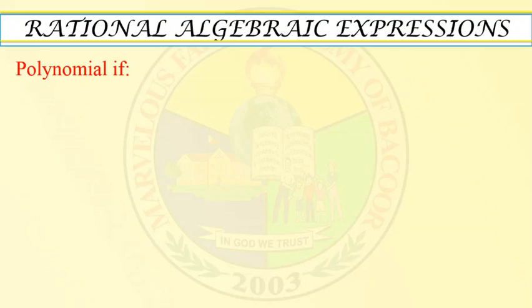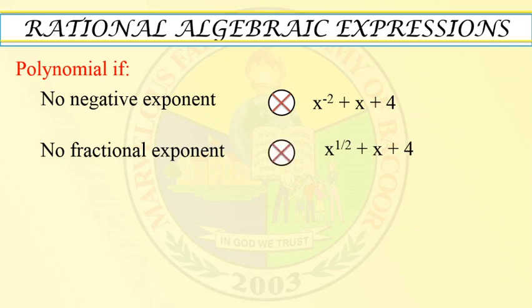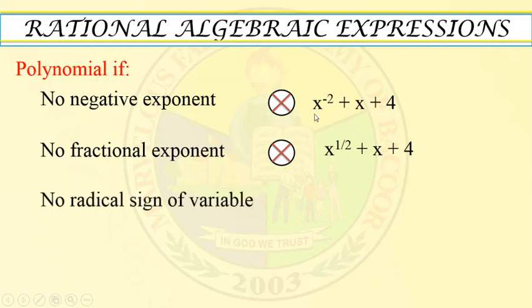Okay? So when we say polynomials, we can only say that it is a polynomial and a rational algebraic expression if and only if there is no negative exponent. Nasasabi lang natin siya na polynomial kapag wala siyang negative exponent. And then next, no fractional exponent. Dapat walang fraction na exponent sa ating given term or sa ating given na expression. Next, no radical sign of variable. Dapat hindi naka-radical sign yung ating variable.